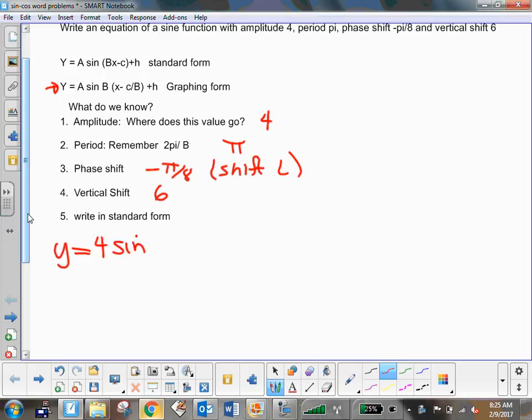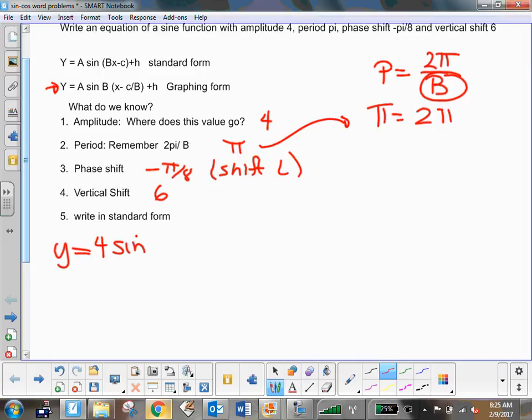Now b requires a little bit of work. So we know that our period is equal to 2 pi over b, and this is what we're looking for. And so if our period is pi, and that equals 2 pi over b, then when we solve for b, we're going to get 2 pi over pi, which is 2. So we're going to put that 2 out there. Did y'all follow that?